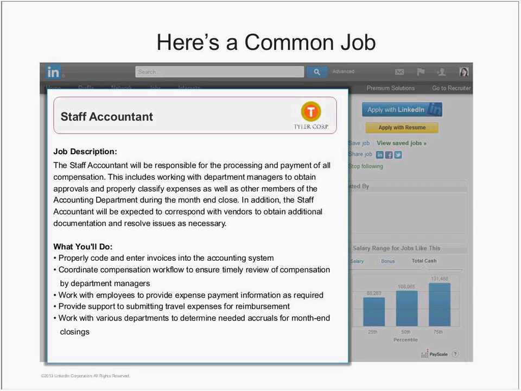So you can see, the staff accountant will be responsible for the processing and payment of all compensation. It goes through all the responsibilities, and then it is a long list of what you'll be responsible for doing. I mean, it's really hard to make accounting sound interesting as it is, but this definitely does a good job making it as boring as humanly possible. So if I have a candidate and this job pops up in my newsfeed, unless Tyler Corporation is a ridiculously well-known good company that I know I want to work for, the chance of me actually following through and doing anything with this requisition is probably slim to none.